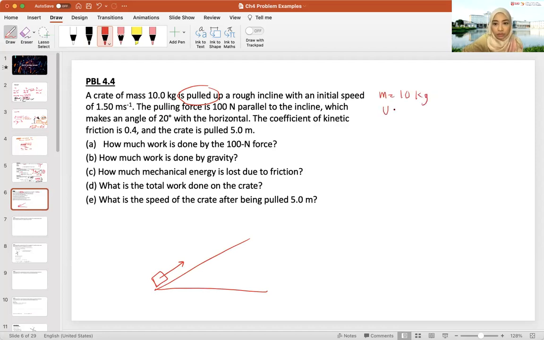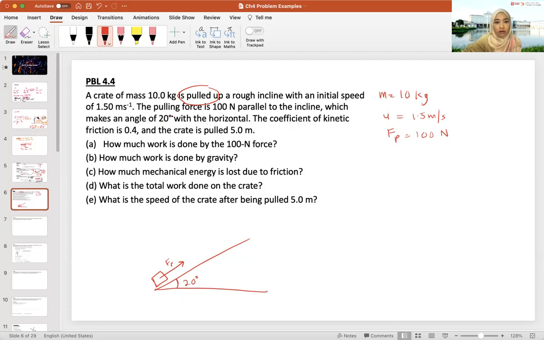Initial speed U. I need to make this U smaller because that looks like a potential energy. U is 1.5 meter per second. The pulling force is 100 Newton parallel to the incline. So that's great. F is parallel, so we don't need to resolve. F pull, let me label this as FP, is 100 Newton parallel to the incline, which makes an angle of 20 degrees with the horizontal. Horizontal is the x-axis. This is 20 degrees.